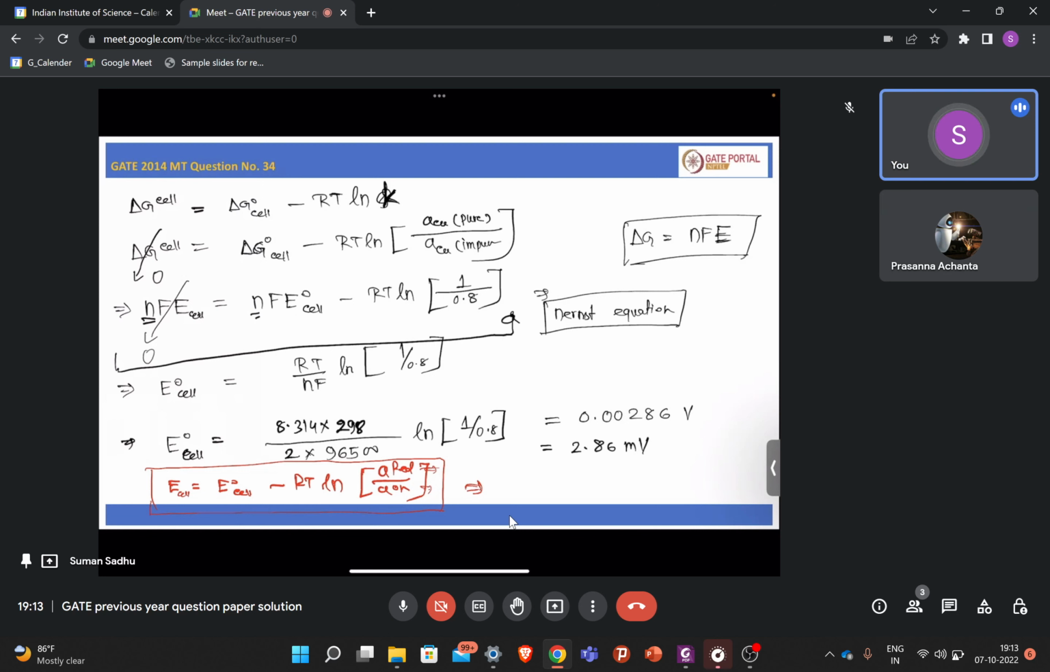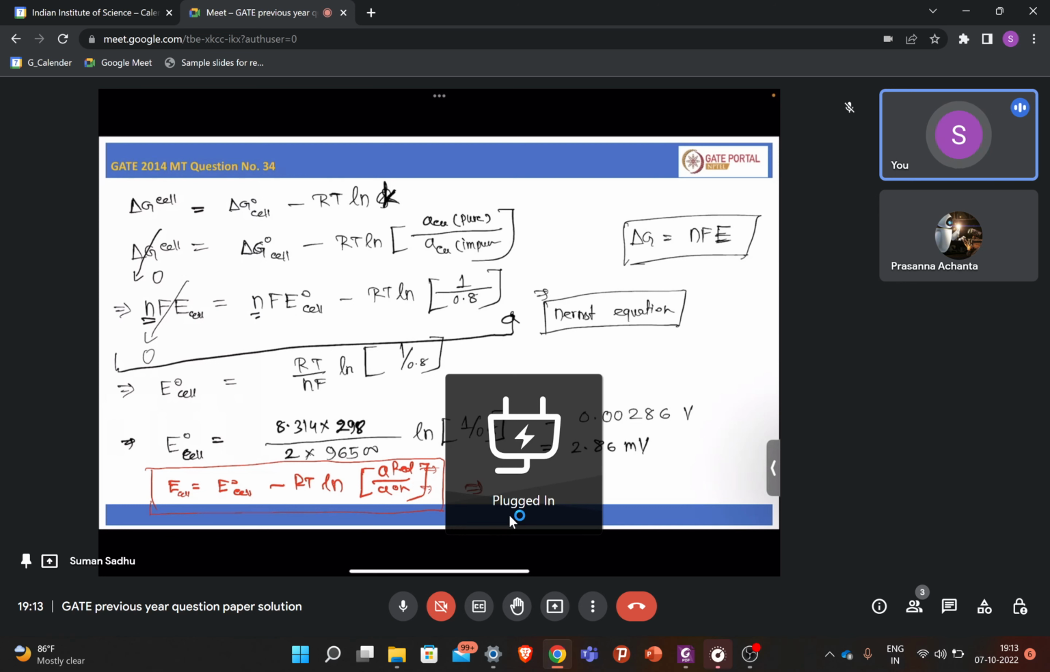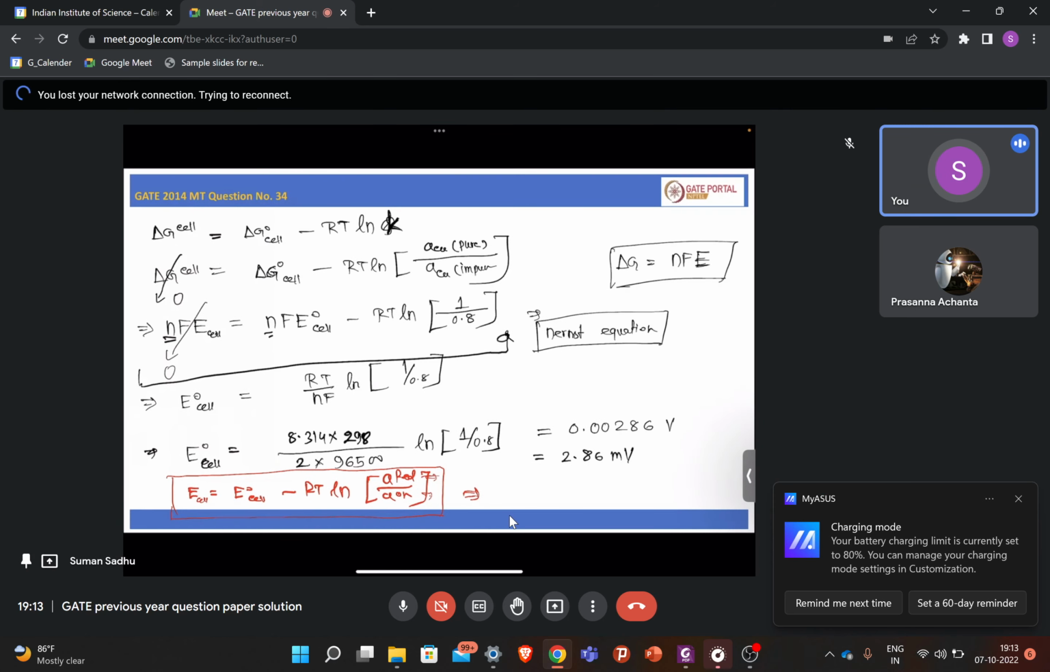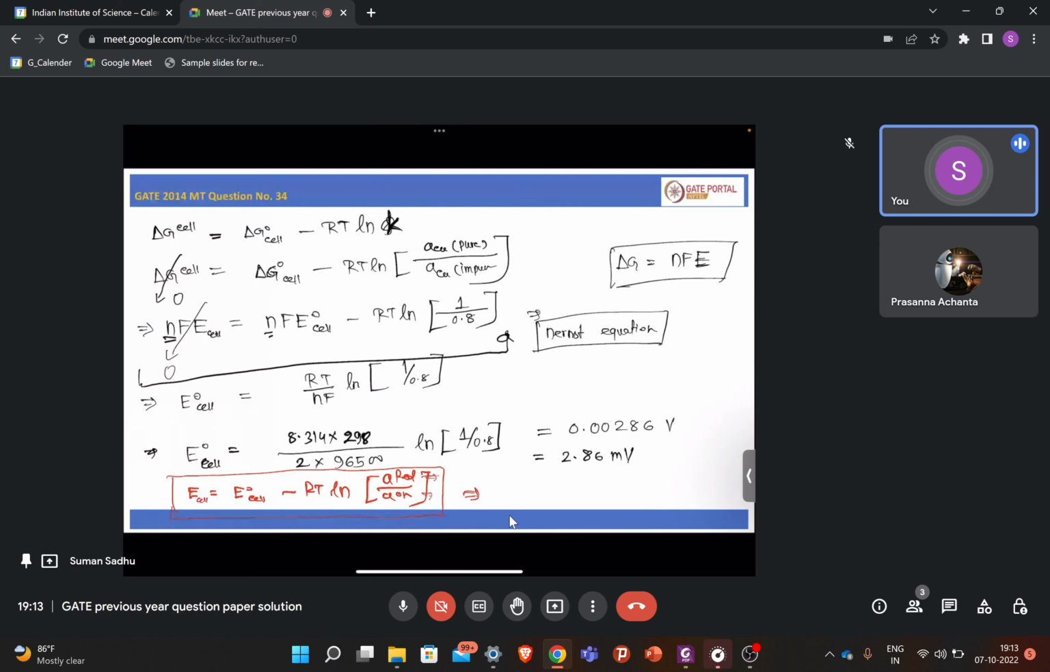Okay. And you practice some problems, then you will get much more confidence. You also have to increase your speed, right? So practice some problems from different books or question banks like this. The more questions you solve, the more confident you will get.